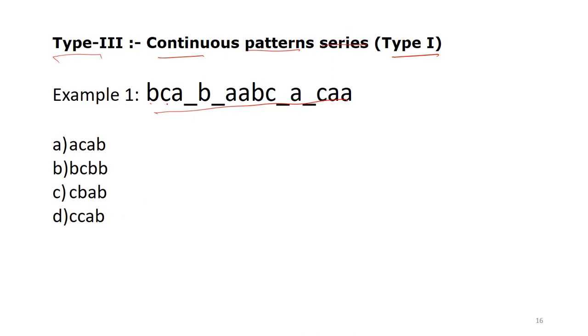Okay, so it is given BCA dash B dash AA BC dash A dash CA. Whenever these kind of things are given, it's quite confusing if you just start writing or comparing with the options. So the best way of doing is, let me explain. First, count the number of letters in the series including the spaces or blanks. 1, 2, 3, 4, 5, 6, 7, 8, 9, 10, 11, 12, 13, 14, 15, 16. So there are 16 letters.